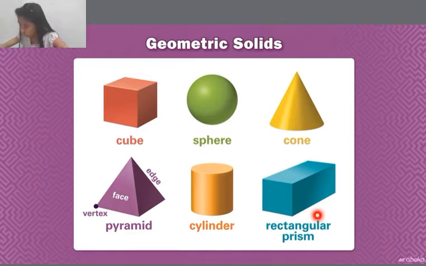These shapes, these solids, are different from the beginning shapes that we learned because they have 3 dimensions: height, length, and depth. So those 3 dimensions make them different because they have that extra dimension to them.